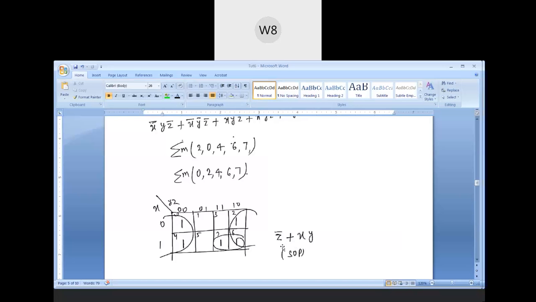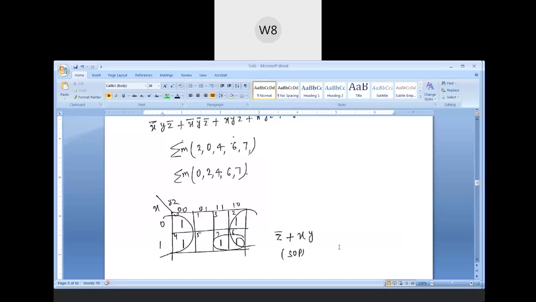And this way of representing is also called the standard form. So now we have to convert this into product of sum. For such simple cases, there is a shortcut. We can exploit a suitable axiom of Boolean algebra.